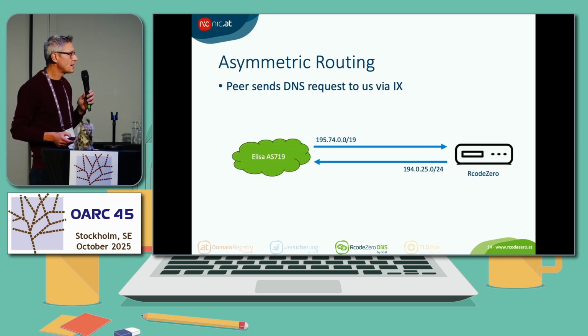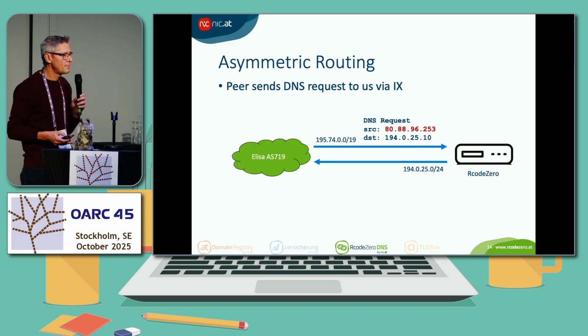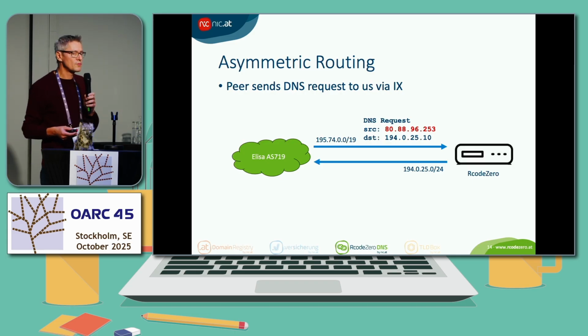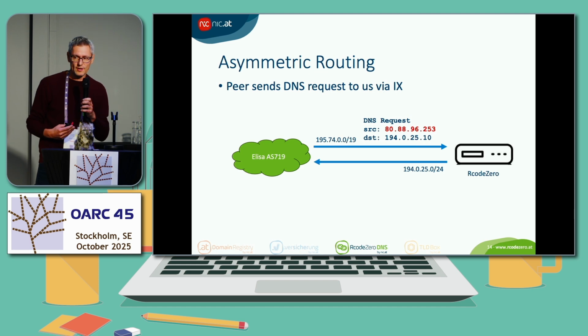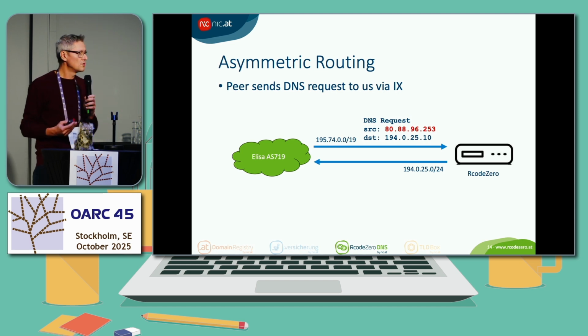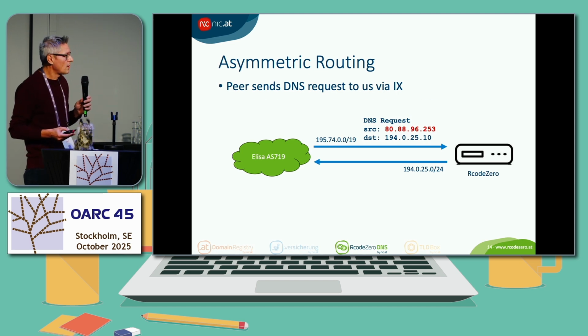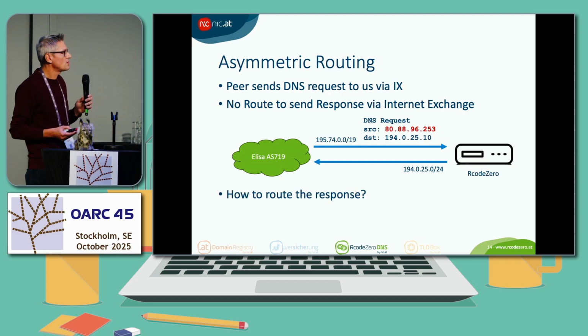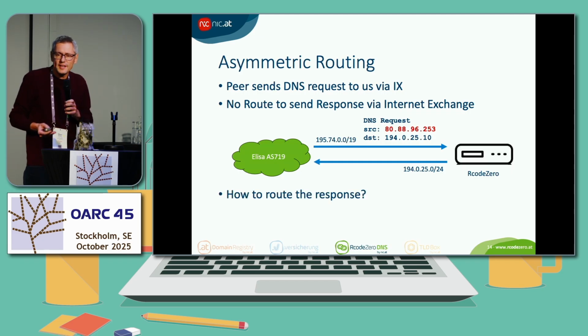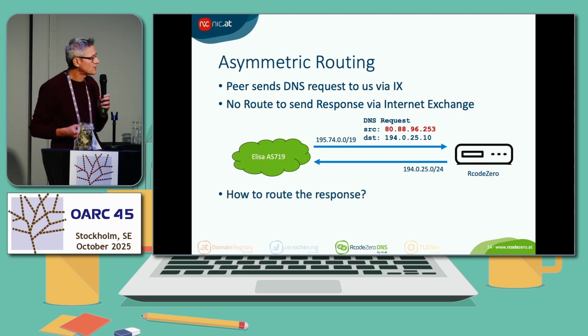For example, sometimes Elisa sends us DNS requests with a different source IP, where the respective prefix is not announced to us on the Internet Exchange. So in that case, what shall we do with the response? Where shall we send it? Because we don't have a route for that source IP address where the request was coming from.